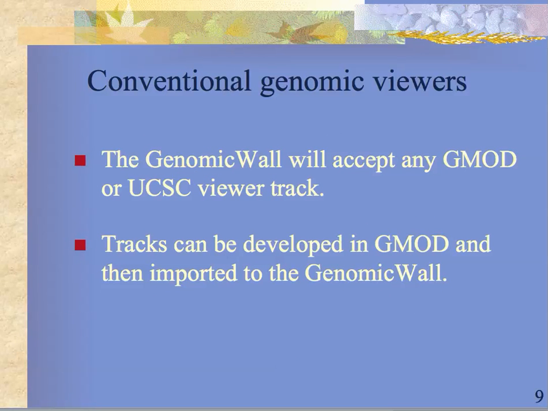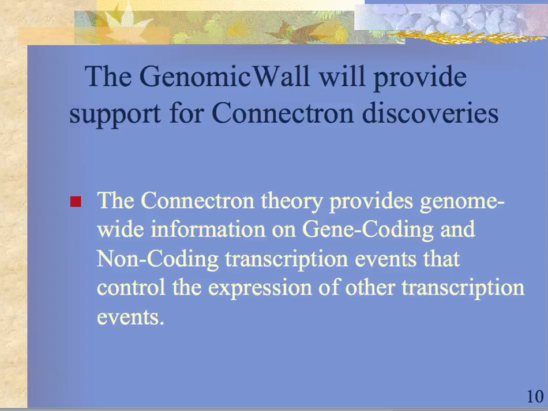The idea that we have, of course, is that the genomic wall would be able to accept any GMOD or UCSC viewer track, and the tracks developed in GMOD would be able to be imported into the genomic wall. The genomic wall provides support for the connectron theory that I've been developing for the last decade or so. Connectron theory provides for genome-wide information, both of gene coding and non-coding transcription events that control the expression of other transcription events on the same or different chromosomes.